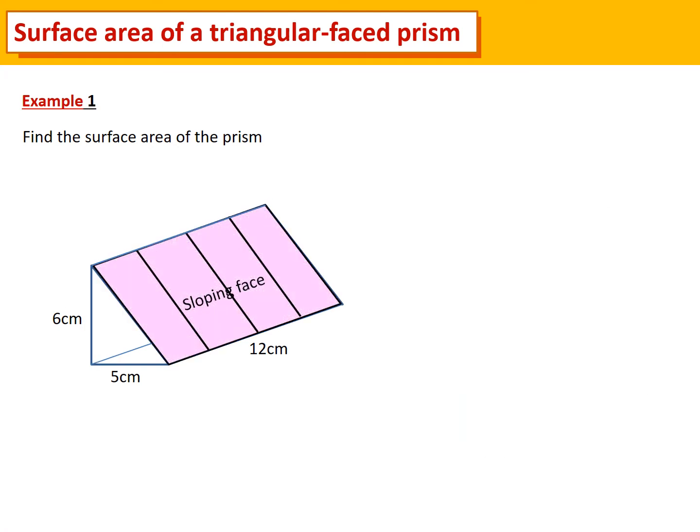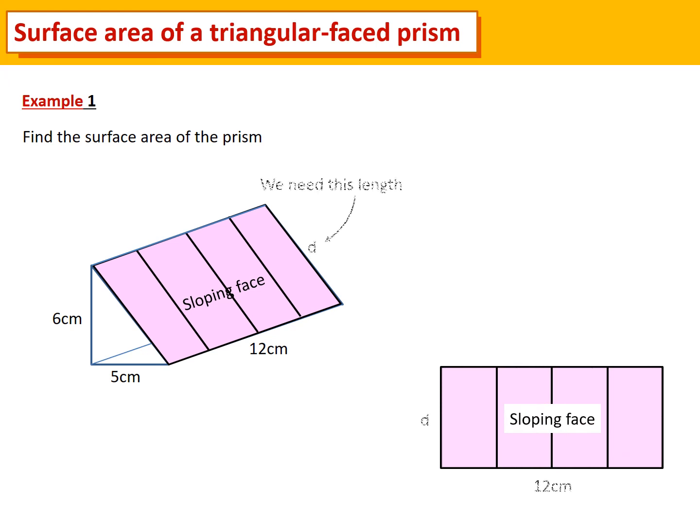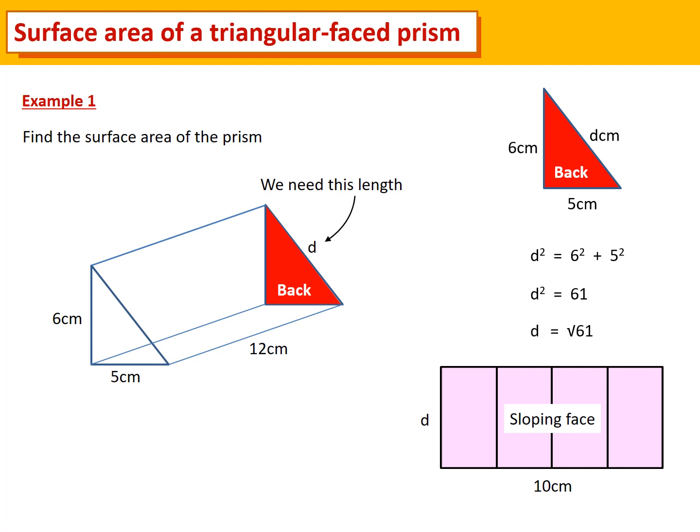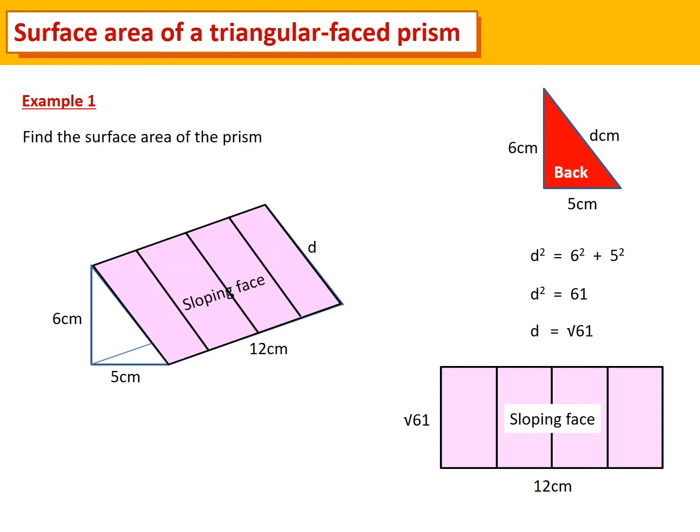For the sloping face, the width is 12 centimeters, the height is d, which we need to find. We use the back triangle, the dimensions of which are 5 centimeters by 6 centimeters, and we will use Pythagoras again. D squared equals 6 squared plus 5 squared. D squared equals 61, so d equals the square root of 61. Now that gives us an area of the slope of 12 times root 61 square centimeters.